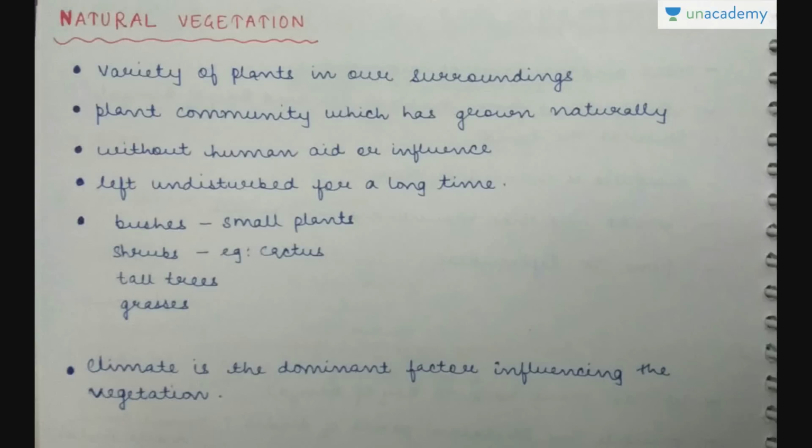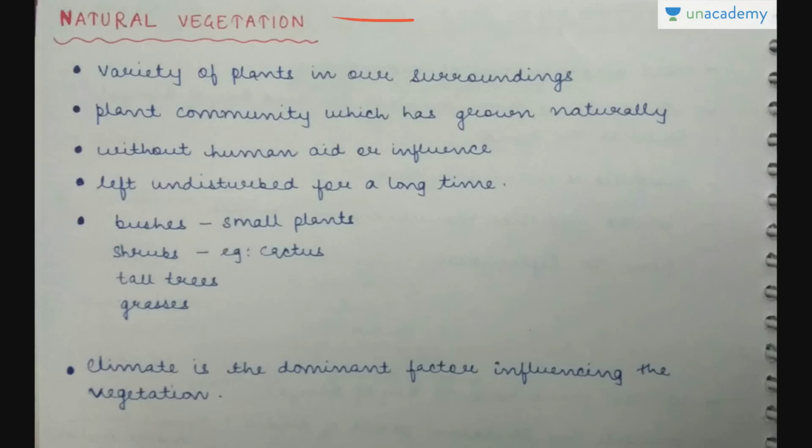Then it is about natural vegetation. We had 3 headings in this lesson: the climate, the vegetation and the wildlife. So this is the natural vegetation. Now what is there? We also know that in our surrounding, a variety of plants are there, and this plant community basically forms this natural vegetation.